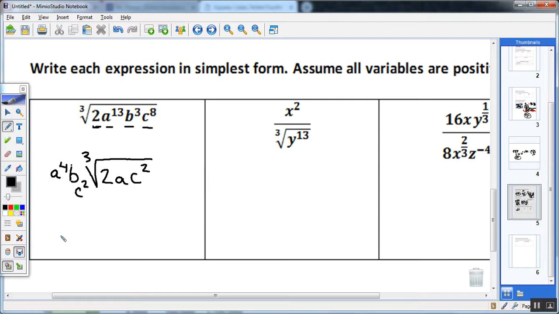So your final answer is a to the fourth. Where'd the a to the fourth come from again, kids? Where did a to the fourth come in? 3 could go into 13 how many whole times? 4. Okay. Where'd the b to the first power come from?